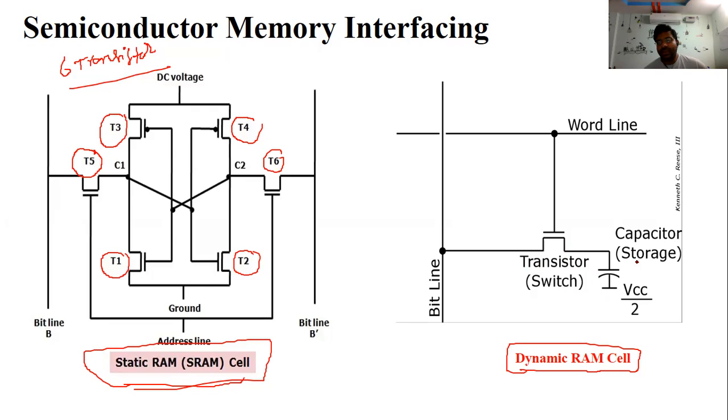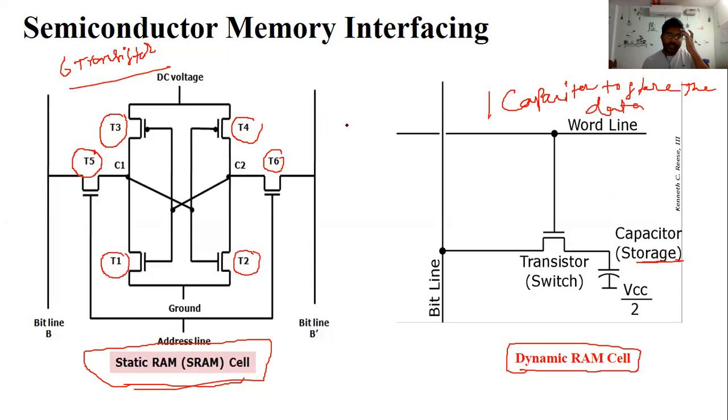This is the storage device. So simply one capacitor to store the energy, to store the data. One capacitor is sufficient. But in static RAM, to store the data, 6 transistors are required for each cell. Here, one capacitor is required to store the data in each cell.